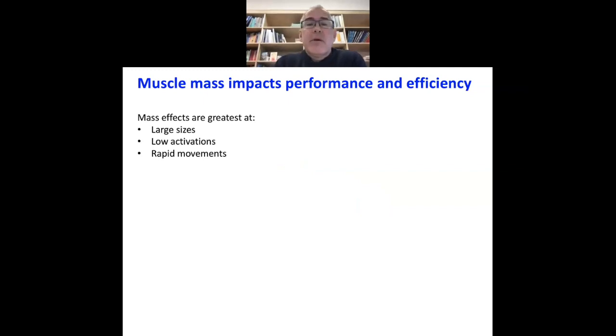Okay, so if we want to summarize this so far, we can say that mass effects are greatest at large sizes, low activations, and rapid movements, which is where the accelerations are highest. We want to know how big the effect is in people and whether it's relevant for looking at people.